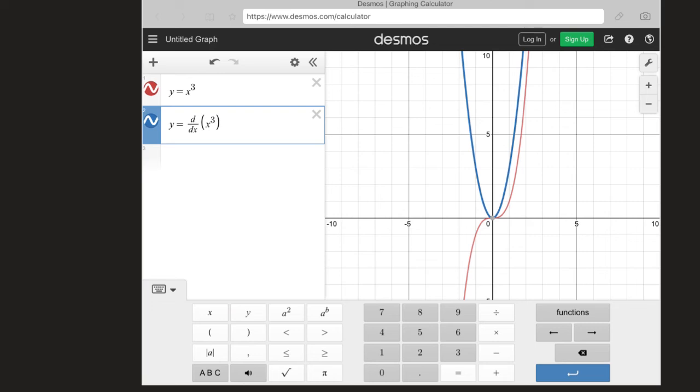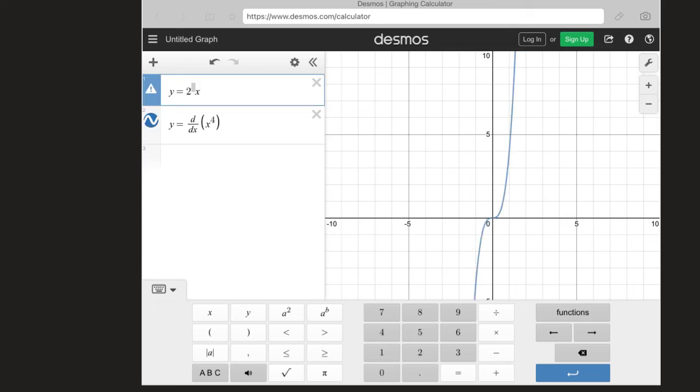Okay, what I want to do is jump back now to the original function that we went to graph. So how about we graph 2 to the exponent x?